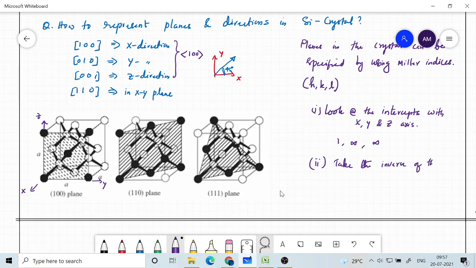The second step is to take the inverse of these intercepts. If I take the inverse, I will get 1, 0, 0. That is basically your H, K, L. You put it in parentheses. Similarly, if you look at the second case, you can find it the same way.